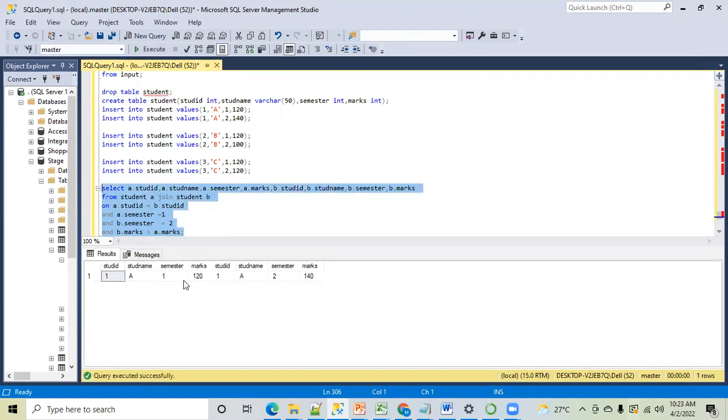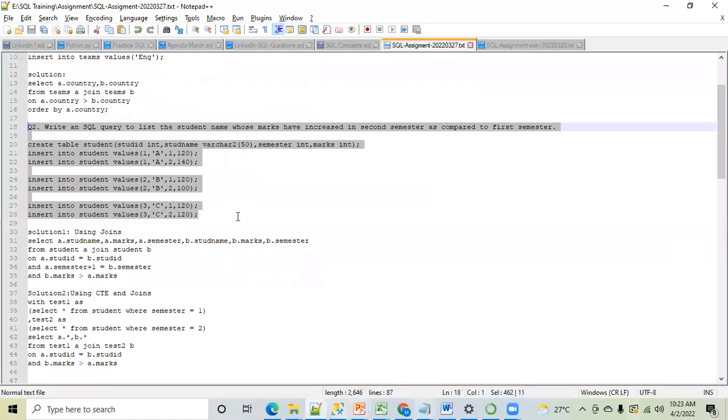Is this what you were expecting? Correct? Yes. Hope this is clear to everyone. Student ID 1, name is A, semester 1, he has scored 120 marks. And the same student in semester 2, he has scored 140 marks. This is what we were expecting. And I hope you all have understood.